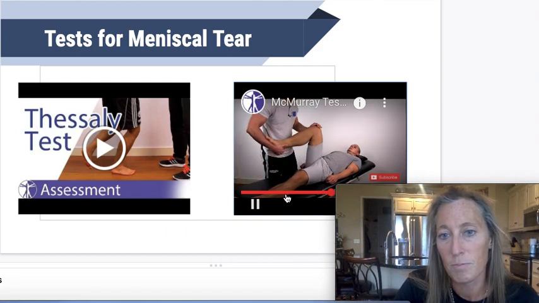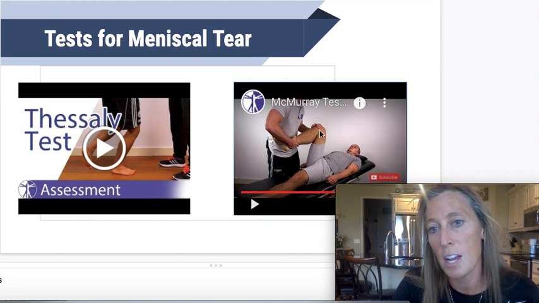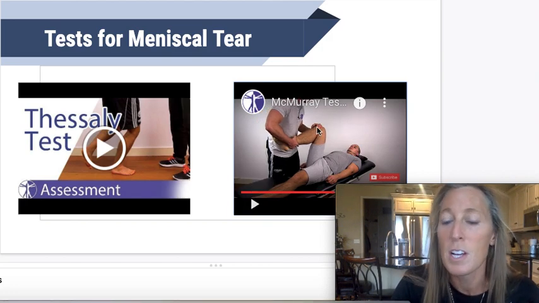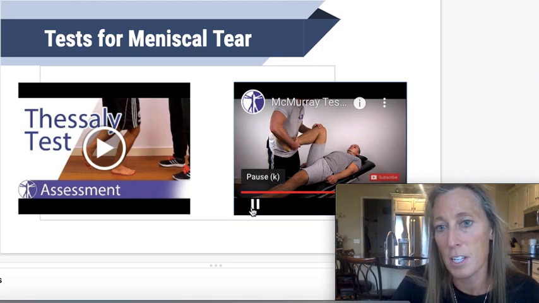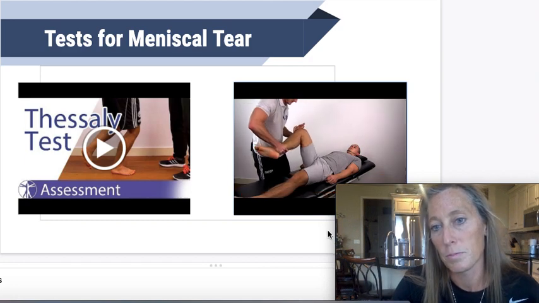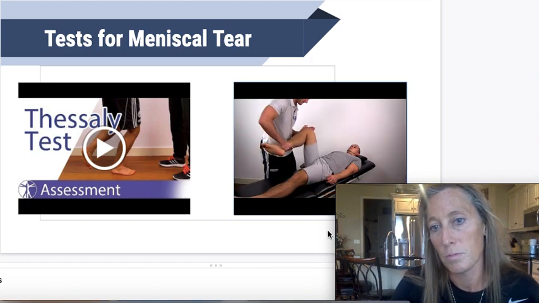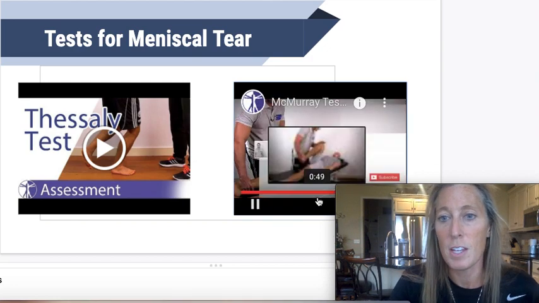In order to test the medial meniscus, so you can see, I'll pause this here, as he was pushing out, he was pushing towards the middle there. It was putting pressure on the lateral meniscus. Now he's going to do the opposite. He's going to test the medial meniscus, which will be on the inside. That is the McMurray test.